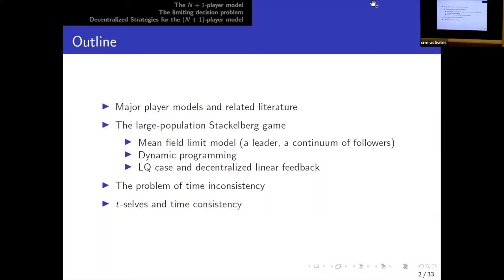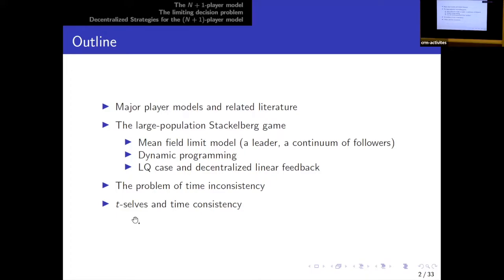Okay, so this is what we can do. But immediately we have a serious problem. This problem has existed for a long time in Stackelberg games. That is time inconsistency. And in this work, we will adopt a notion called t-selves, and then develop time consistency.